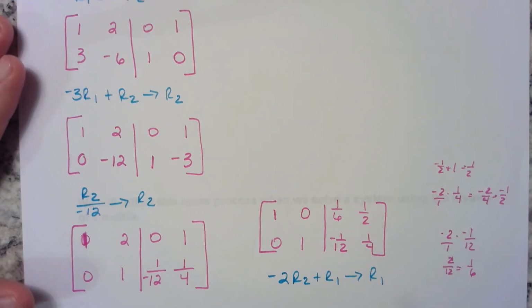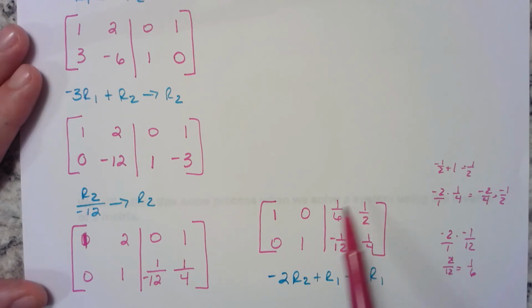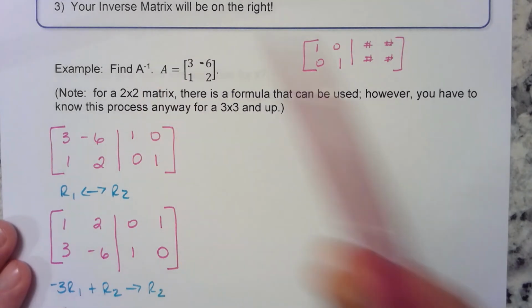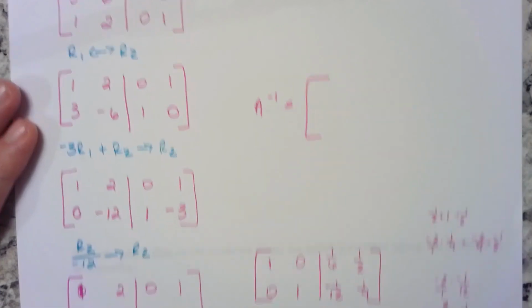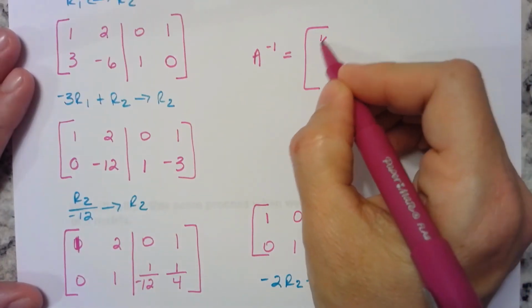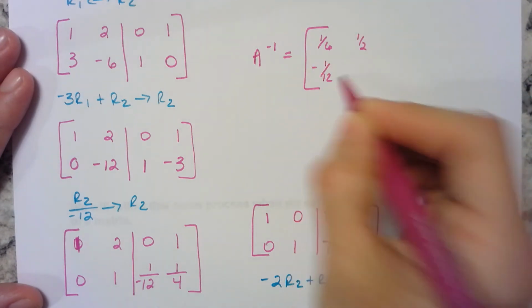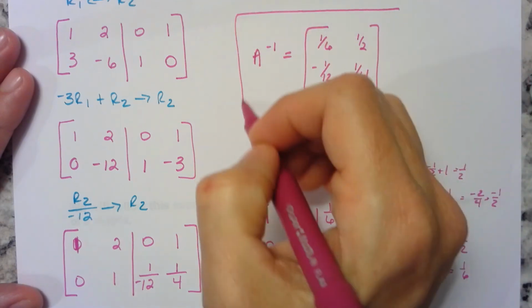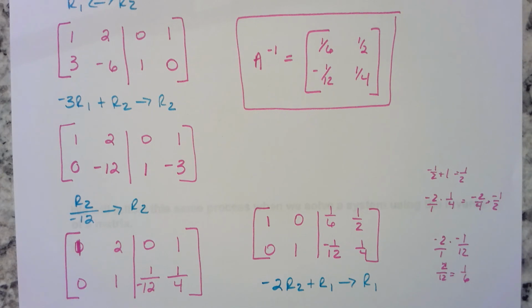Now that you have your identity matrix on the left, your right side represents your inverse matrix. Since this was matrix A, our notation is A inverse. A inverse is equal to that matrix, which was 1/6, 1/2, negative 1/12, and 1/4. We have now found the inverse matrix for A.